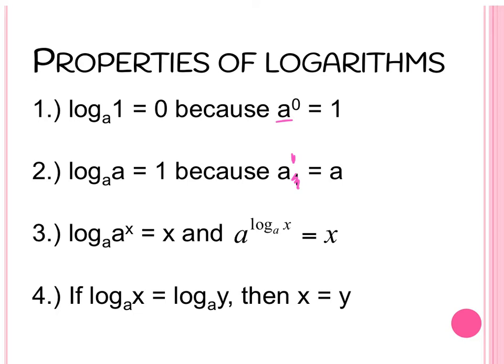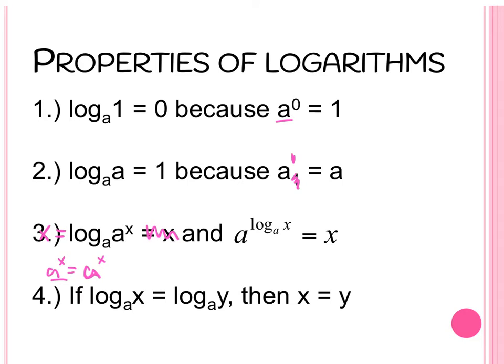Next property, log base a of a to the power of x is equal to x. And a to the power of log base a of x is equal to x. So if we rewrote the first one, I always like to have my x out front. That way I know the a stays in the middle, the x goes up top, and this would be equal to a to the power of x. So that's why this first one works, because a to the power of x is the same as a to the power of x.